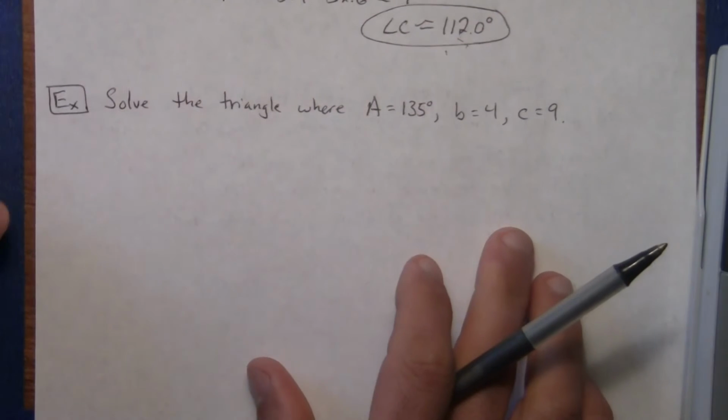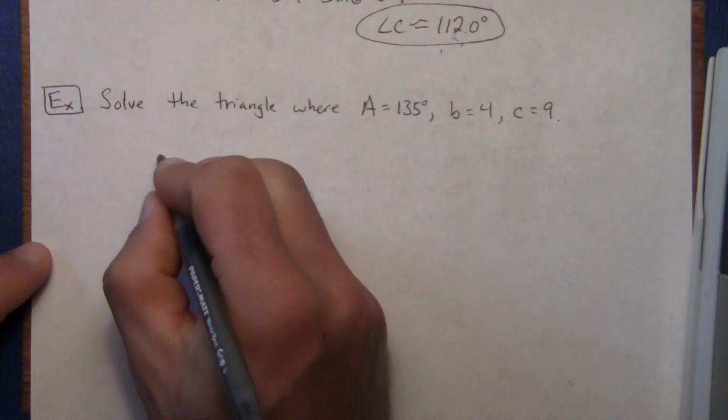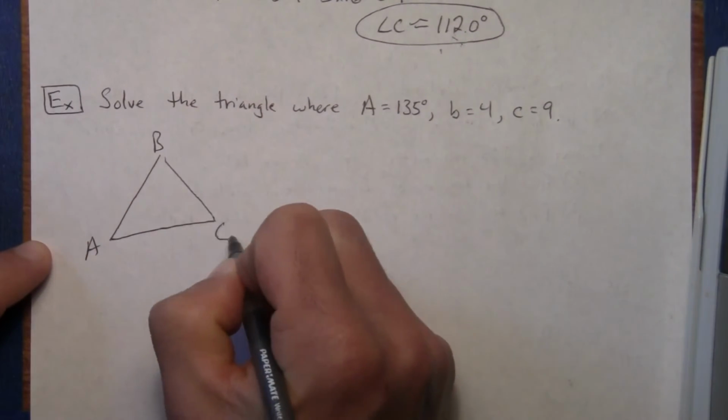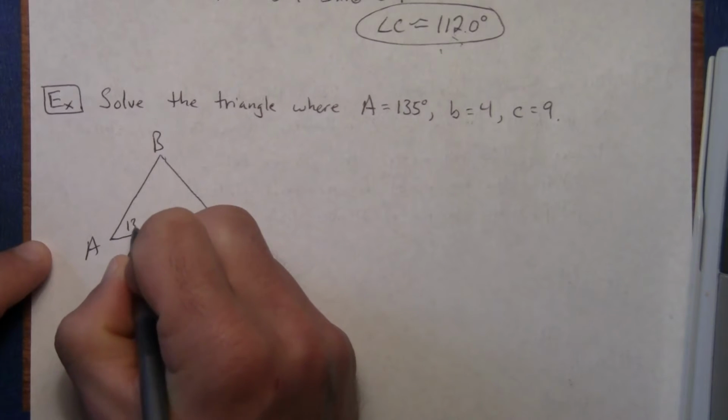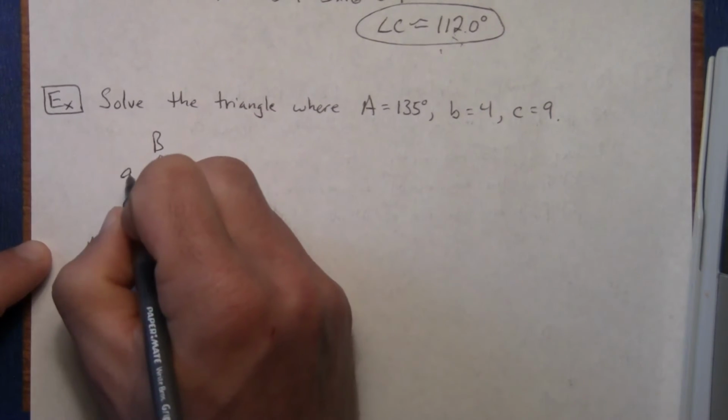Second one, I noticed that I'm given one angle and then two side lengths. So again, I'm going to draw a picture just so I have something to look at. And like I always say, my pictures always look like they're equilateral. It's more just for me to look at. It's not to be overly accurate necessarily. 4, 9. All right.